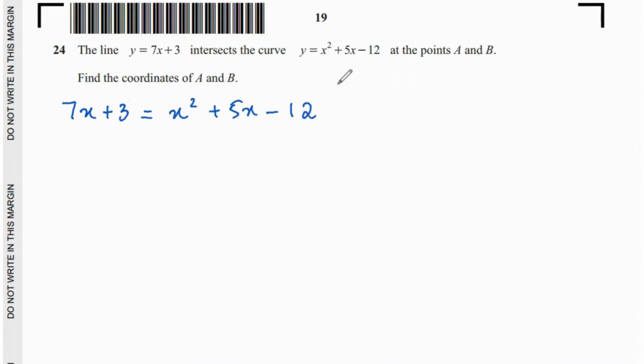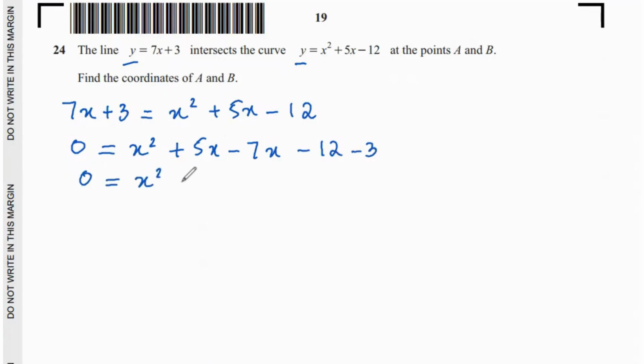When we say that they're intersecting, that means there is one x and y value that's common. So we assume that this y and this y is the same for that point. So 7x plus 3 is equal to x squared plus 5x minus 12. Collect all of the terms on one side: x squared plus 5x minus 7x minus 12 minus 3. That gives x squared minus 2x minus 15.